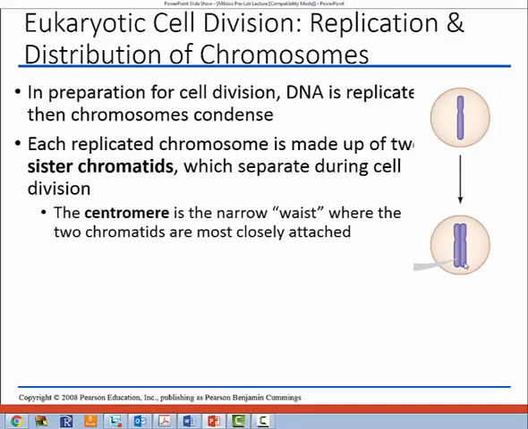Those sister chromatids are separated during cell division. If you look at the sisters, you'll see a little pinched area somewhere close to the middle. It's kind of like a waist. And that's called the centromere, and that's where the sister chromatids are most closely attached. So they're stuck together right here at the centromere. When the sisters are stuck together, we consider this one chromosome. Once we separate them in cell division, it will become two chromosomes.